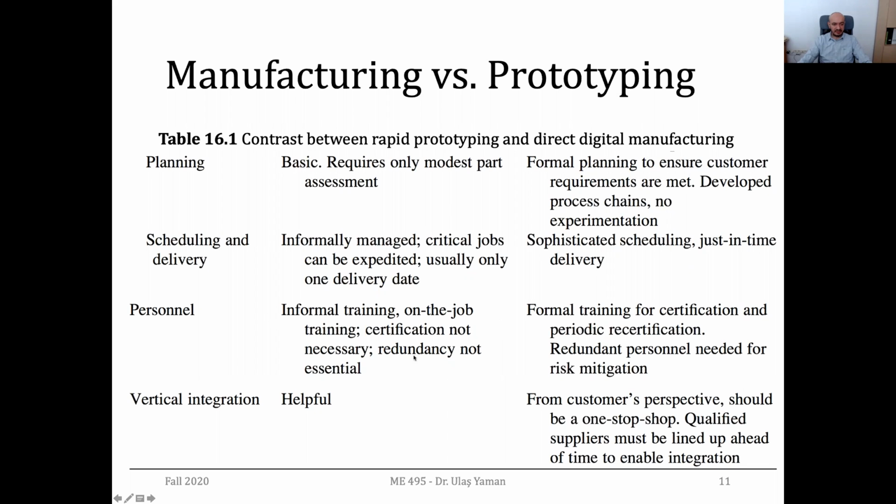We already discussed the personnel, and I don't want to go through it once again. As for vertical integration, if it happens, it's useful, but for direct digital manufacturing companies, we need to have such vertical integration. We need to have some levels, and there needs to be information flow between these levels.